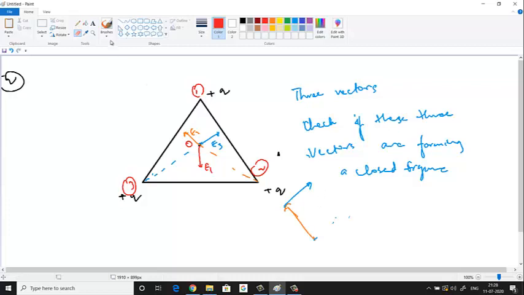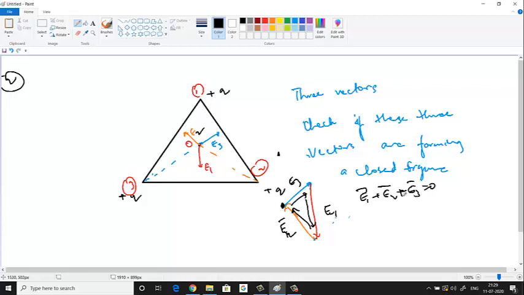And what about E1? E1 is this. Let me write their vector form also. The orange color one is E2, the red color one is E1 and the blue color one is E3. Are they forming a closed loop? Yes, see. Suppose you start from here, you go this side, then you come towards E1, then you go towards E2. So you're forming a closed loop. So E1 plus E2 plus E3 will be 0.